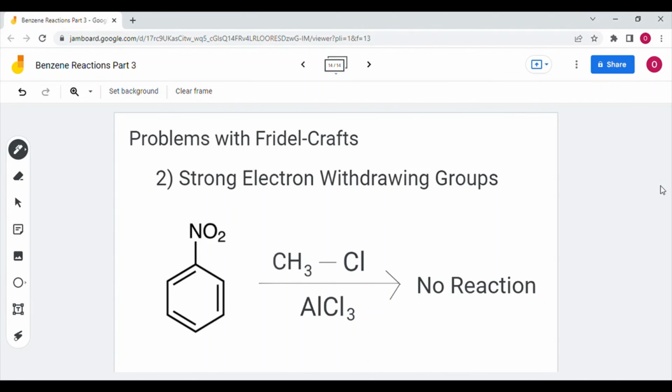So the second problem with Friedel-Crafts is that any strong electron withdrawing groups on the benzene prevent Friedel-Crafts from happening. So specifically NO2, which I'll teach in the next video, is a strong electron withdrawing group. And because of that, when you try reacting it with some kind of Friedel-Crafts reaction, there's going to be no reaction.